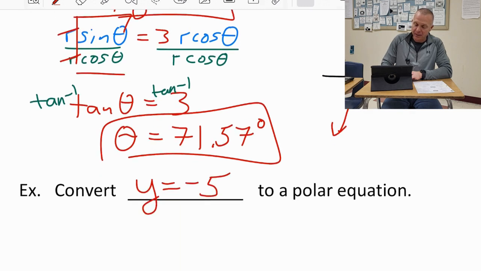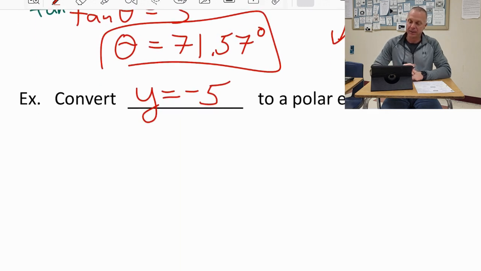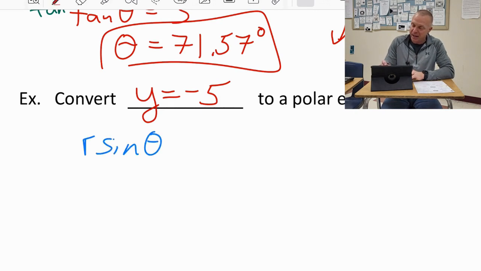What about a horizontal line, like y equals -5? What if you convert y equals -5? Now, again, that's a horizontal line if you think about it, but it's kind of cool. You can still substitute r sine of theta in here for y.